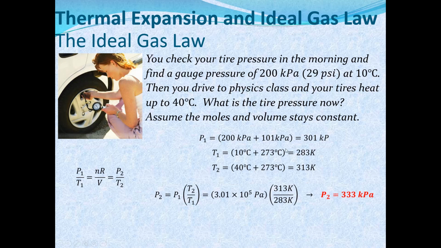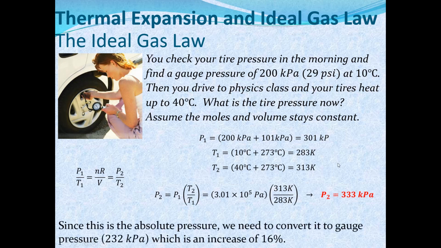Now the thing is, it wants to know the tire pressure now. So what I actually have to do, because this is absolute pressure, is convert it back to gauge pressure by subtracting 101 to get 232. So the new tire pressure is actually 232 kilopascals, which basically means that the pressure ends up increasing by about 16%.